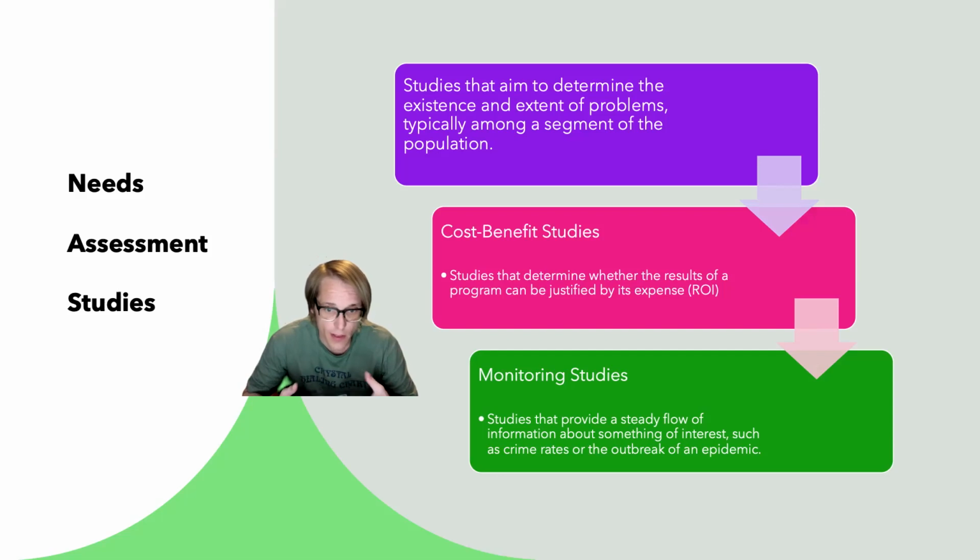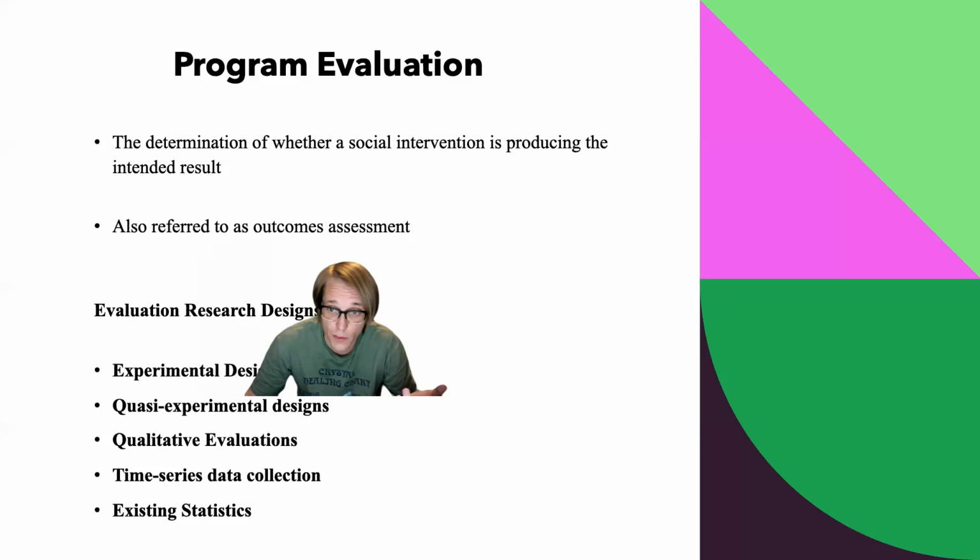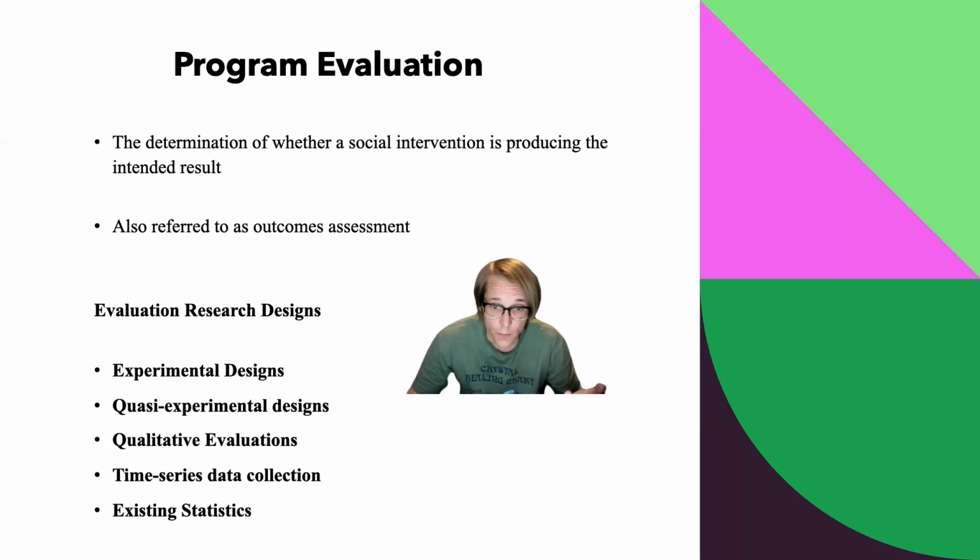So we have our needs assessment to find the problem and the outcome assessment to evaluate the intended intervention to fix the problem. Evaluating research design includes experimental and quasi-experimental designs, qualitative evaluation through in-depth analysis of interventions and the people who intervene as intended, time series data collection, and the use of existing statistics. Essentially, when we're doing this right, existing statistics allow us to not have to reinvent the wheel, right?